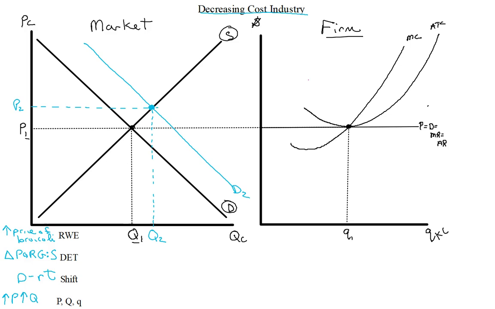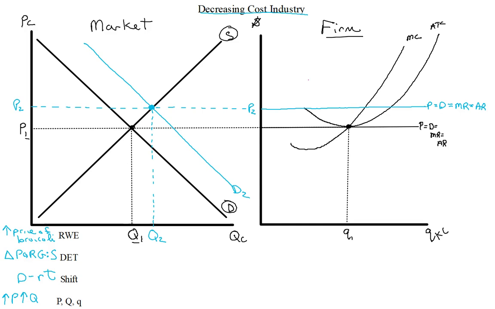But we also now have to look at what happens to the individual firm. So we bring over this P2. Remember, the firm is a price taker, so they're going to have to charge whatever this new price is. And remember, that new price is also going to be the demand curve, the marginal revenue curve, and the average revenue curve. It's all those things at once: price, demand, marginal revenue, and average revenue.